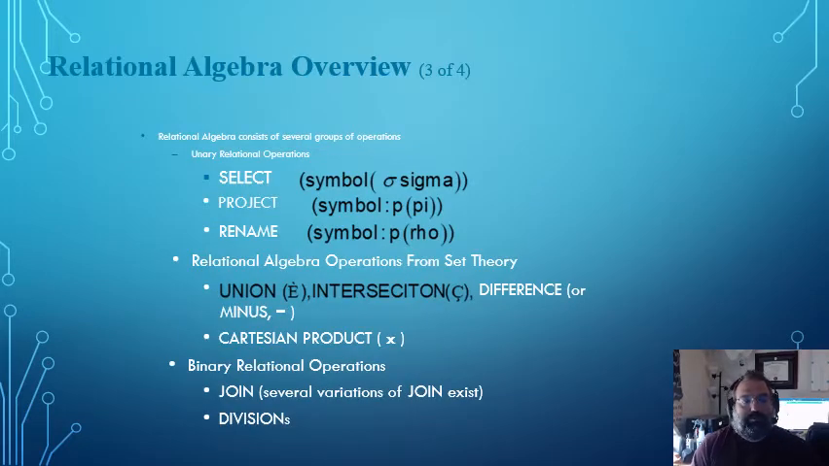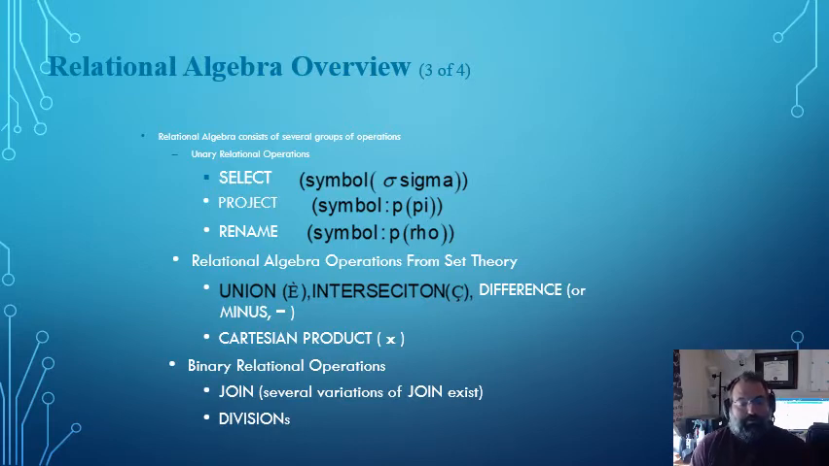So relational algebra consists of several groups of operations. Unary relational operations include select, project, and rename with the corresponding symbols sigma, pi, and rho. Relational algebra operations come from set theory, or some of them do. In this case, things like union, the difference or minus, intersection, and Cartesian product are all from set theory. So you've got your union where you're unioning two things together. You've got an intersection where you're looking for the things that are common to both, and the difference, which are things which are not in both.